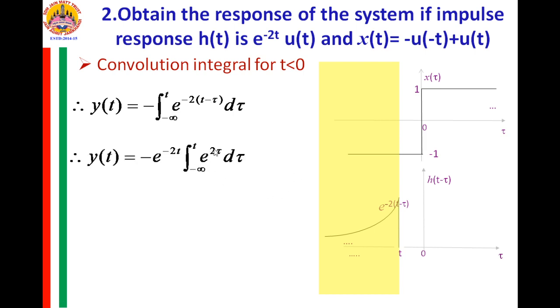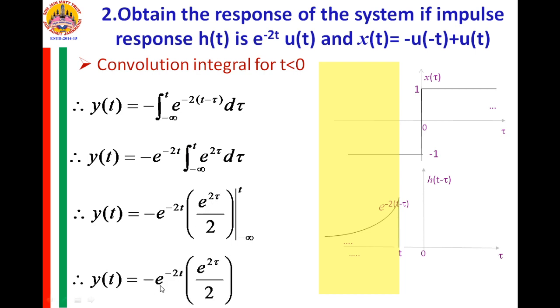Now if you integrate this with respect to tau, its integration is e raised to 2 tau upon 2, and you have to substitute the limits. Upper limit is t and the lower limit is minus infinity. If you substitute upper limit t, this is e raised to 2t; lower limit minus infinity, e raised to minus infinity is 0. Therefore it is e raised to minus 2t, e raised to 2t by 2, and this minus sign. When you multiply these together, after substituting the limit, this should be t, it is not tau. This becomes equal to minus 1 by 2, for t less than 0.